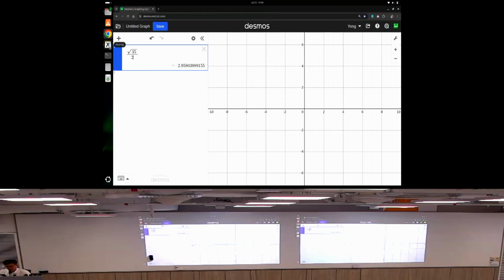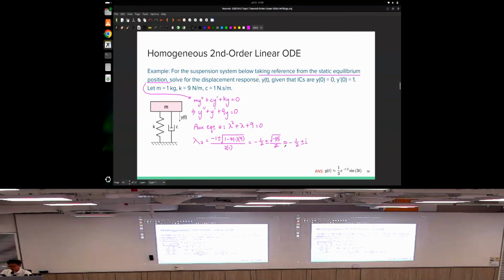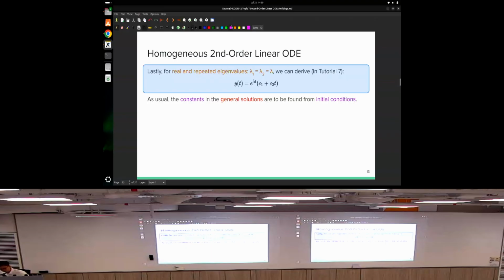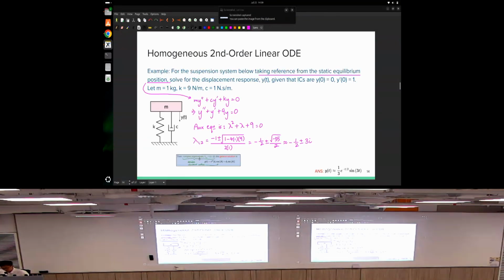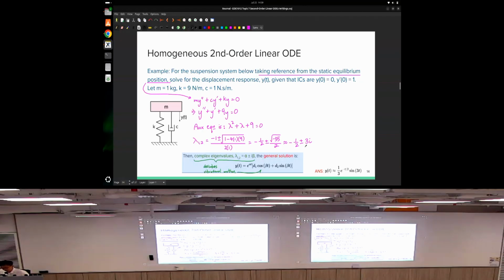Okay, 2.96. Of course, you can put 2.96, right? But I'll say that approximately is 3. So therefore, we have minus half plus minus 3i, approximately. Any objections? So eigenvalues are complex. Okay, so for complex eigenvalues, choose the second blue box. Not difficult, I hope. Just choose the correct blue box.